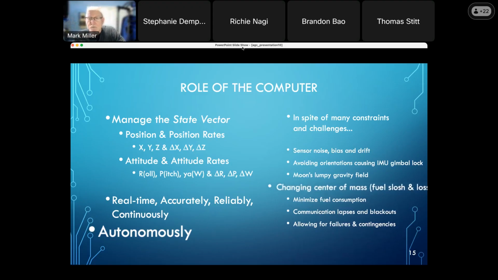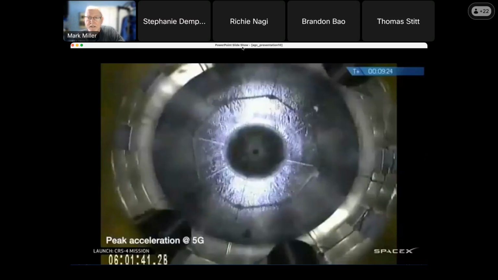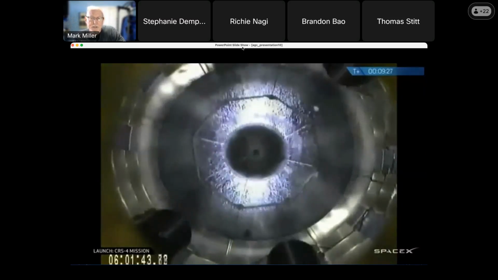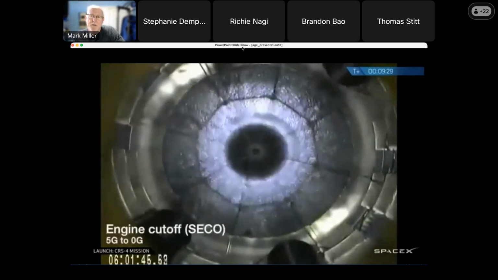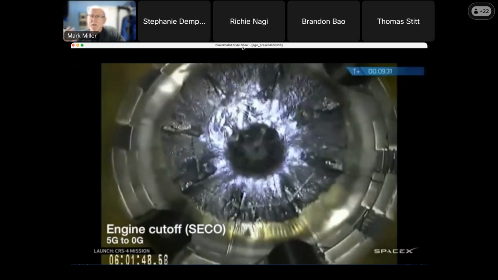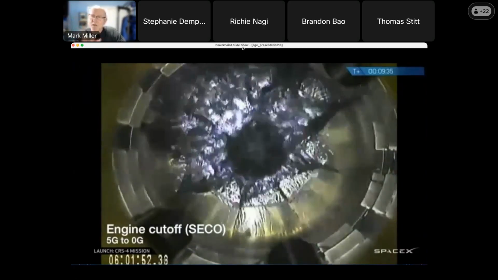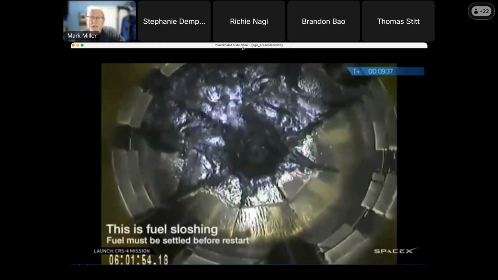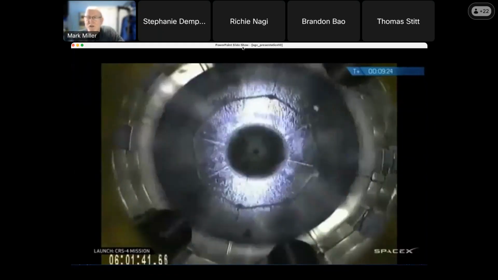One of the more interesting things is the changing center of mass as the fuel sloshes around in the tanks. So this is a picture from inside an upper stage of a Falcon 9 rocket, the second stage of the Falcon 9. And you can see while the thrust is moving, all the fluid is in the bottom of the tank as it should be. But once the engines turn off, now it just floats around in there.